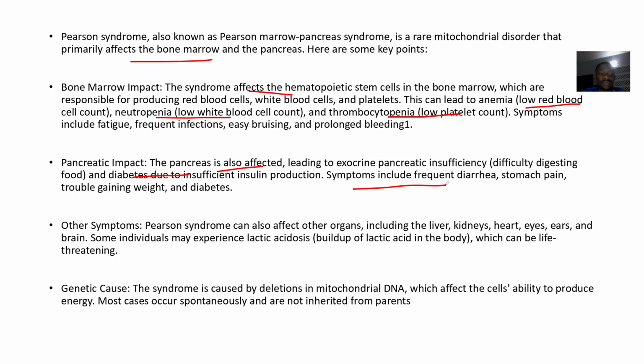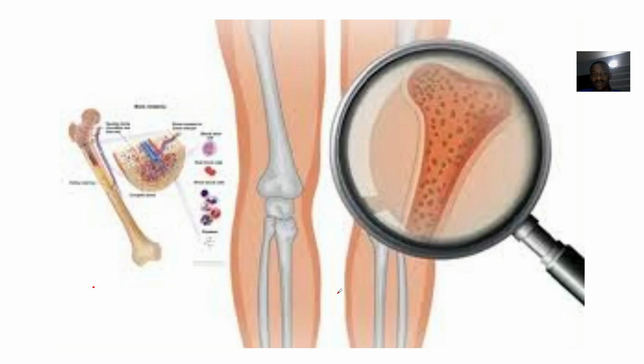Well, then diabetes, right? So other symptoms, it can also affect other organs like the liver, the kidneys, the eyes, the ears, right? Then some individuals may experience lactic acidosis, which is buildup of lactic acid in the body, right? Genetic causes is usually caused by what? Deletions in the mitochondrial DNA, which affect the cell's ability to produce energy. So most cases just occur spontaneously, or sometimes you inherit it, right?